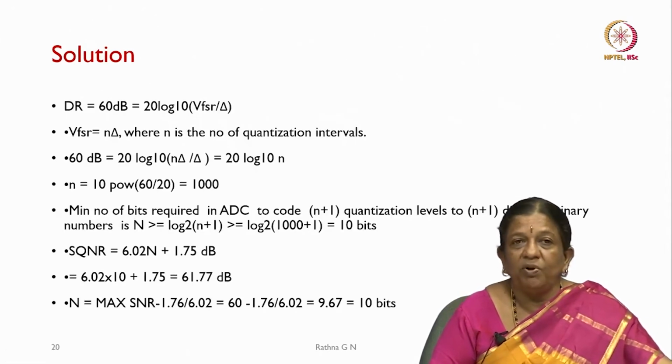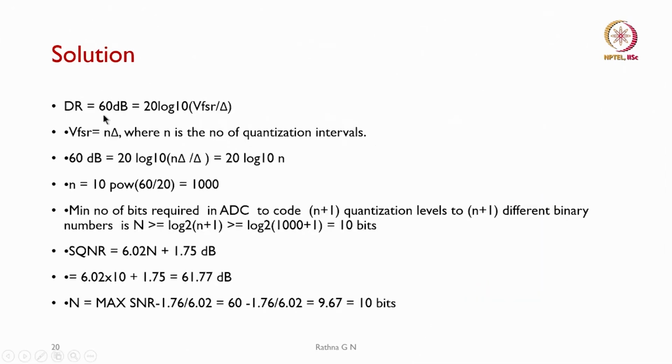So, let us solve the problem. Our dynamic range is given as 60 dB. We have the equation 20 log base 10 of VFSR, the full scale voltage, divided by delta. In this case we take it as n into delta, where n is the number of quantization intervals. Substituting, it is 20 log 10 n, so n is equal to 10 power 60 by 20, which gives me 1000.